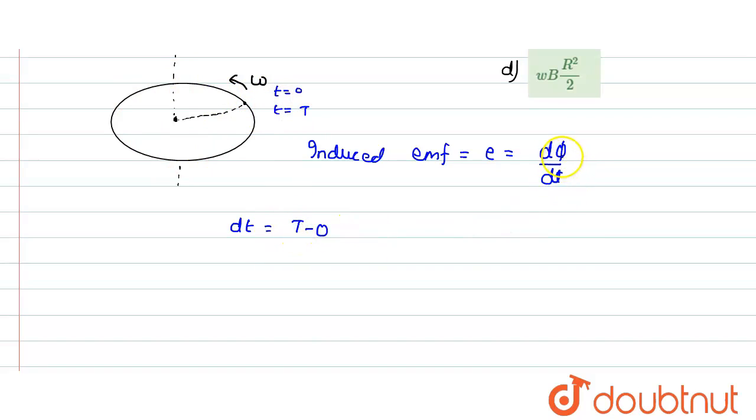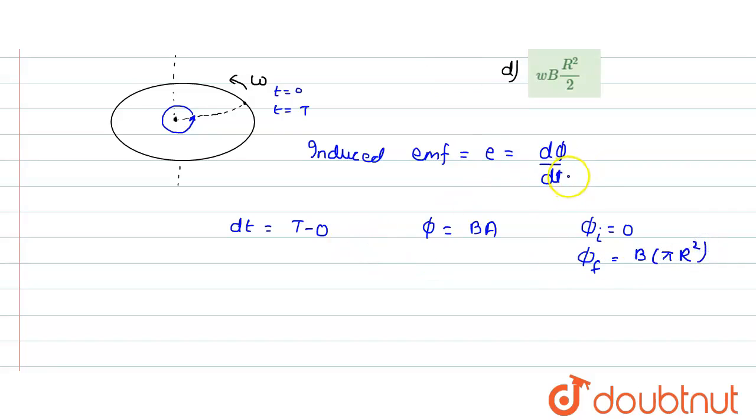Now we calculate in this time what is the change in the flux, our d phi. So phi is basically B into area. At the start there would not be any area swept, but after a complete rotation, what is the area swept? At the start, phi initial would be equal to 0. But what would be the value of phi final? Phi final would be equal to B into pi r square. Okay, this would be the value.